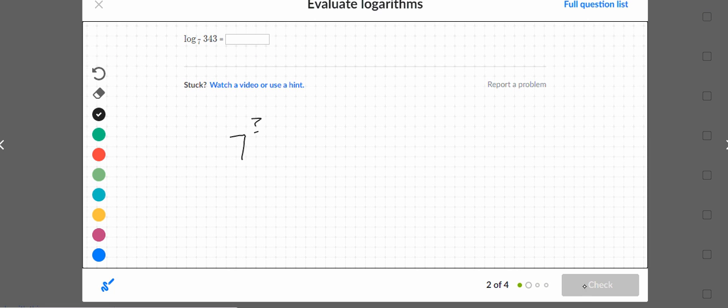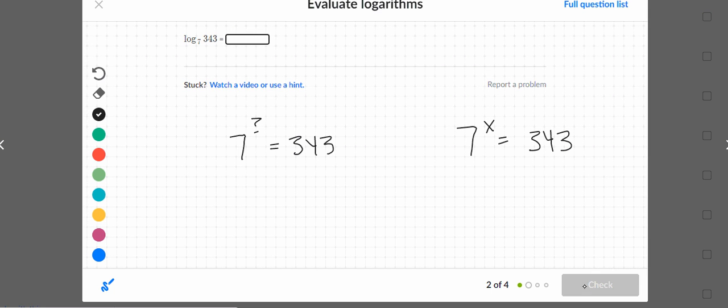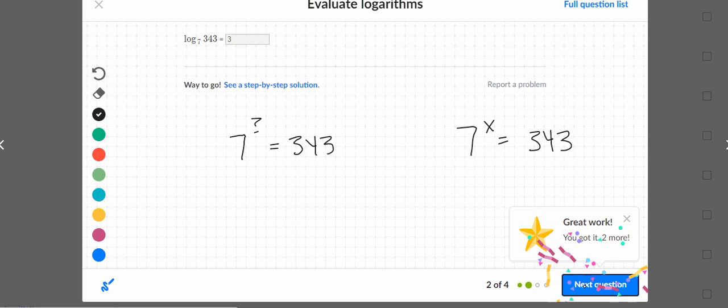7 to what power is 343? And so I hope that you're starting to see that these will be useful if I give you an equation that looks like that, 7 to what power is 343, that you can use a log to get this x out of the exponent, and it would look something like this to figure out the answer. So what power do I have to raise 7 to get 343? I think the answer is 3. Khan Academy agrees. Good for me.